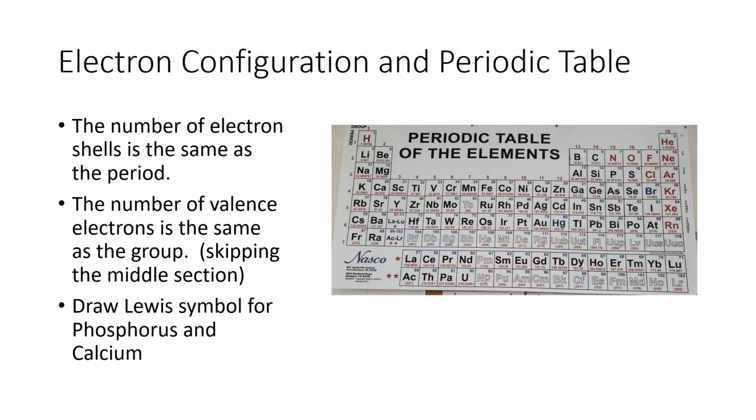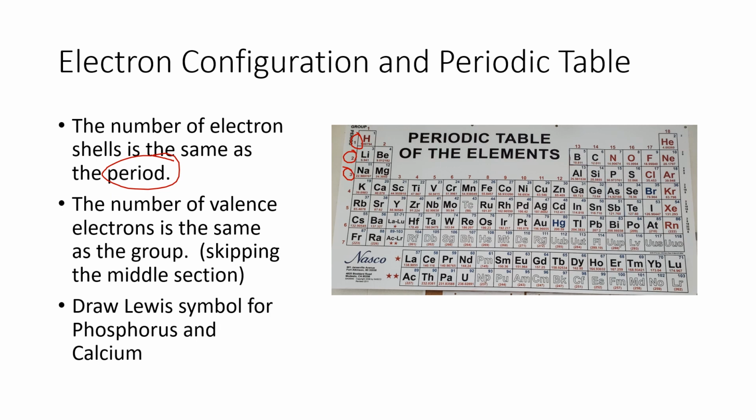Another neat feature of the groups and the periods is it can tell you the basic structure of an atom. The periods tell you how many layers an element has. And so anything in the first period is just going to have 1 layer of electrons, second period 2 layers, and 3, 4, 5, up to 7. You can tell right away how many layers of electrons there are.